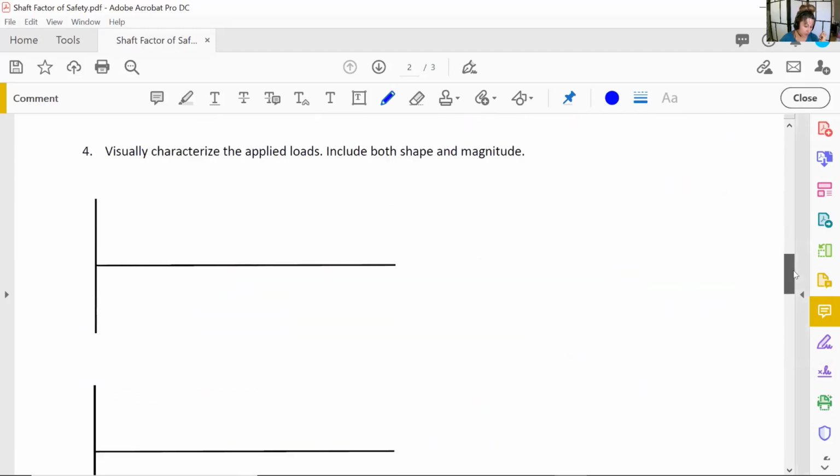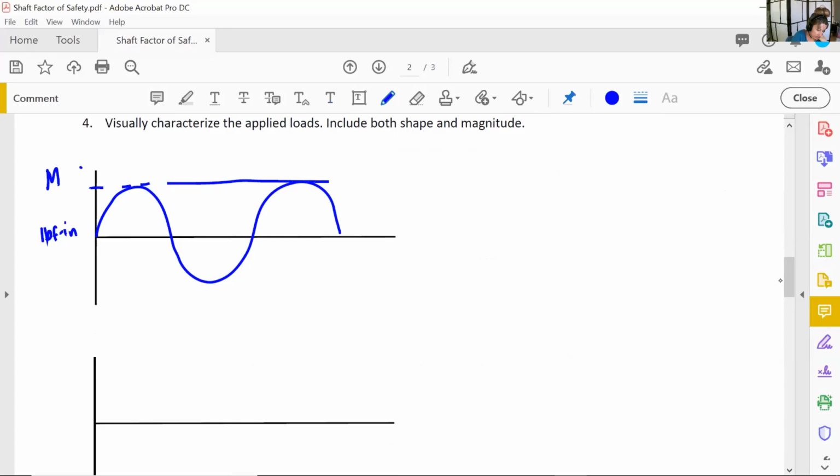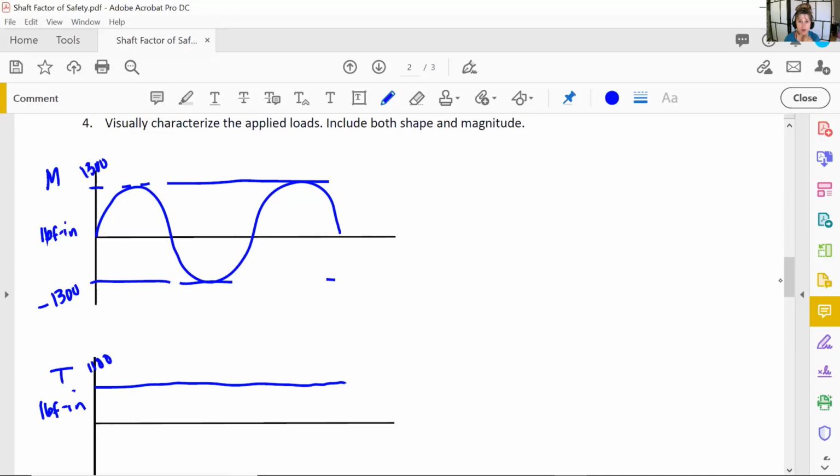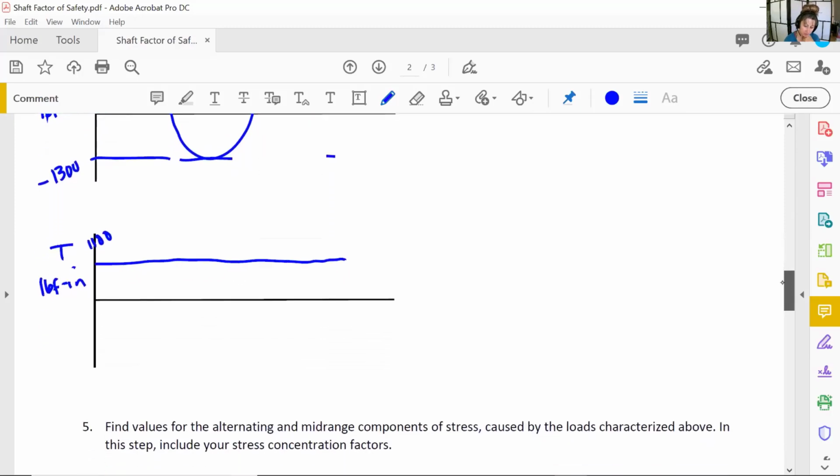Okay, so visually characterize the applied loads, include both shape and magnitude. So we have bending moment in pound force inches. It's fully reversed, fluctuating between 1300 and negative 1300. Torsion is steady, and 1100 was our value. So that's all you have to do. On the midterm, I'll probably ask you to make a similar sketch. It just helps me understand if you understand what the stresses look like and helps me follow your problem solving process.